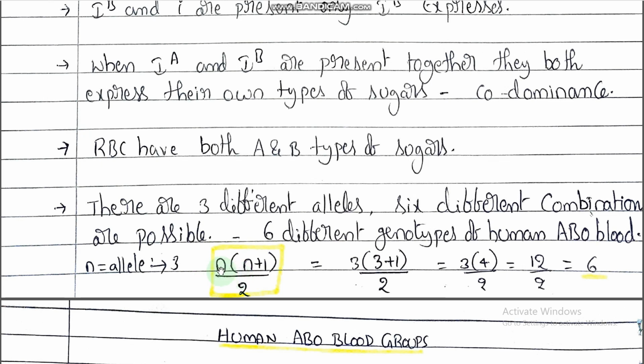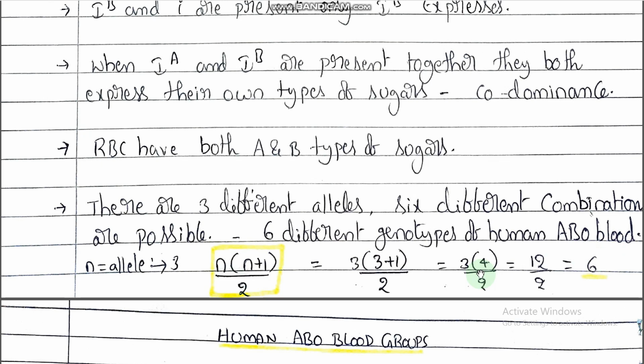The formula is n into n plus 1 by 2. Here n means the number of alleles. So n into n plus 1 by 2. Here how many alleles? Three. 3 into 3 plus 1 by 2, so 3 into 4 by 2, so that is 12 by 2. So how many? Six. In case three alleles are present, there are six genotypes.